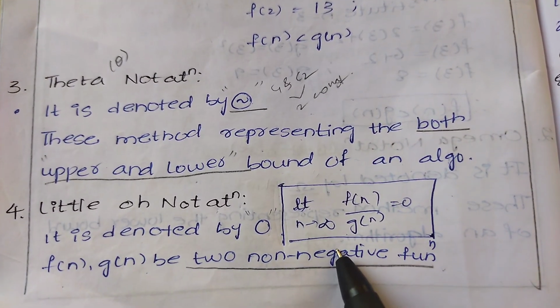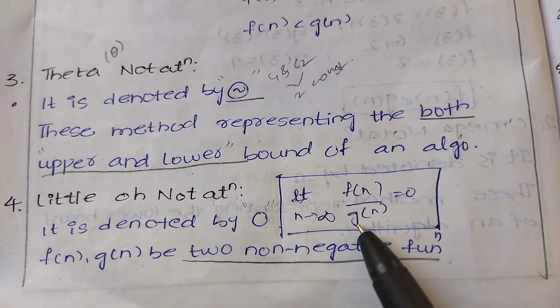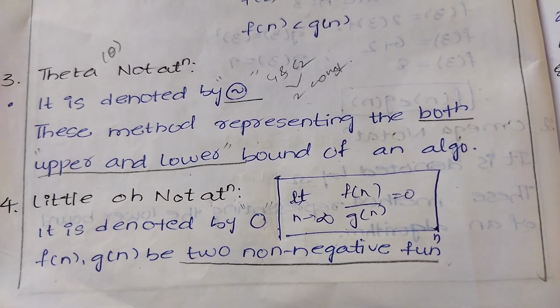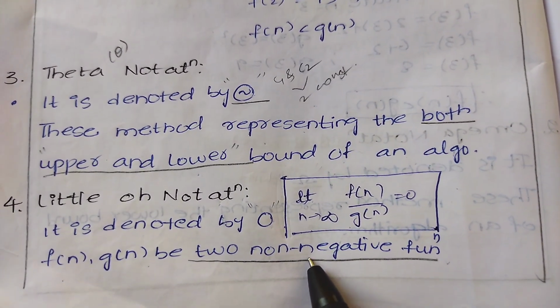These are the four types of asymptotic notations. If you have not watched the first video before this, big O notation is a separate video. It is in the description.